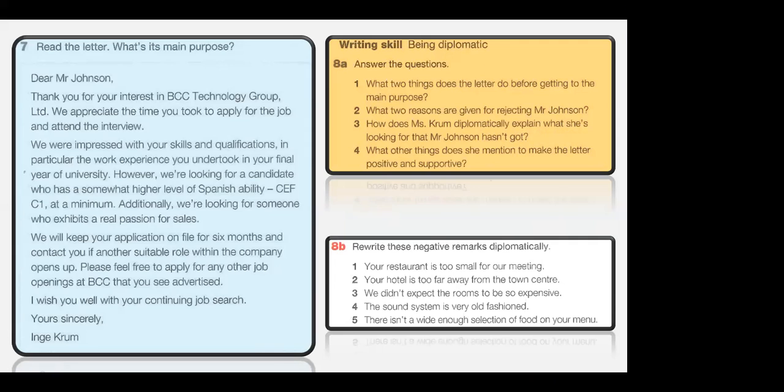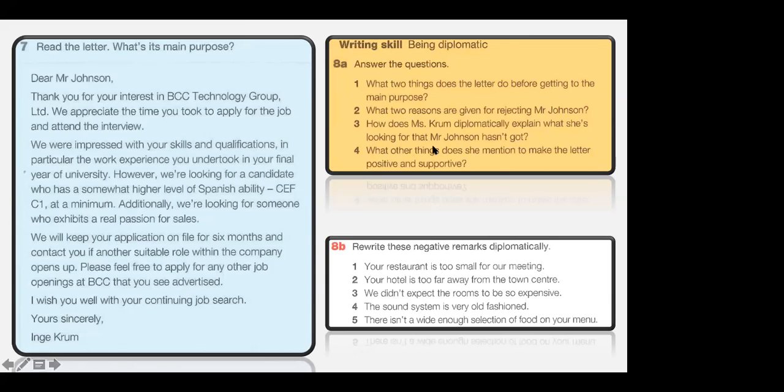Dear Mr. Johnson, thank you for your interest in BCC Technology Group Ltd. We appreciate the time you took to apply for the job and attend the interview. We were impressed with your skills and qualifications, in particular the work experience you undertook in your final year of university. However, we're looking for a candidate who has a somewhat higher level of Spanish ability, CEFR C1 at a minimum. Additionally, we're looking for someone who exhibits a real passion for sales.